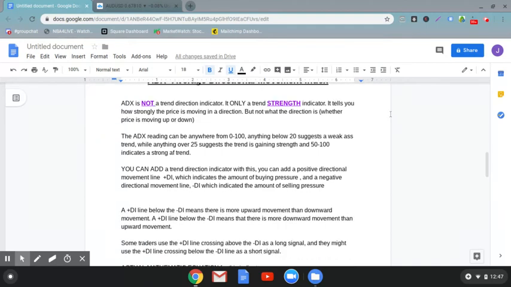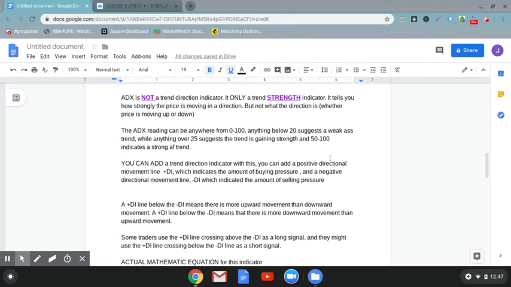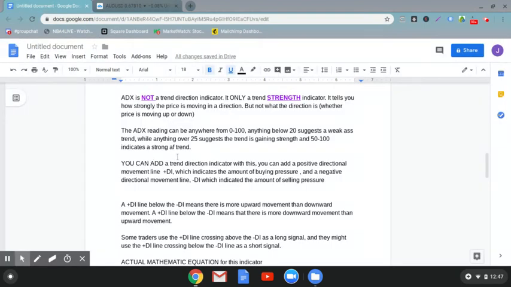Okay? Now, there are things that we can add to this, right? We can add a trend direction indicator to this, and it can show us the direction as well. But the ADX line does not show the direction. Does that make sense? Okay, let's keep explaining this actually. You can add a trend direction indicator with this, okay? Because the way that I'm going to show you is with that, okay? It's not just going to be the ADX by itself. It is with these trend direction indicators, okay?